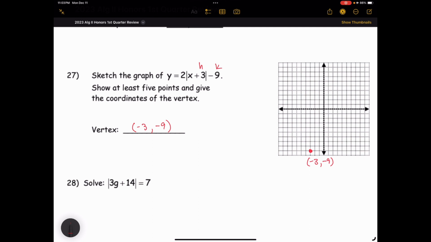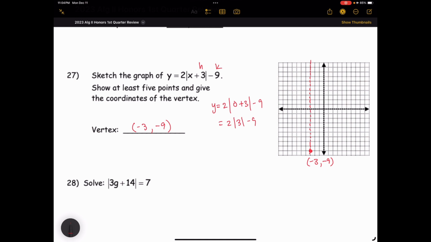Okay, some characteristics of the absolute value function. We have the axis of symmetry, very similar to a quadratic. When x is 0, because now we're picking points. So when x is 0, I want what? So y is equal to 2, absolute value 0 plus 3 minus 9. So this is going to be 0 plus 3, which is 3, minus 9.